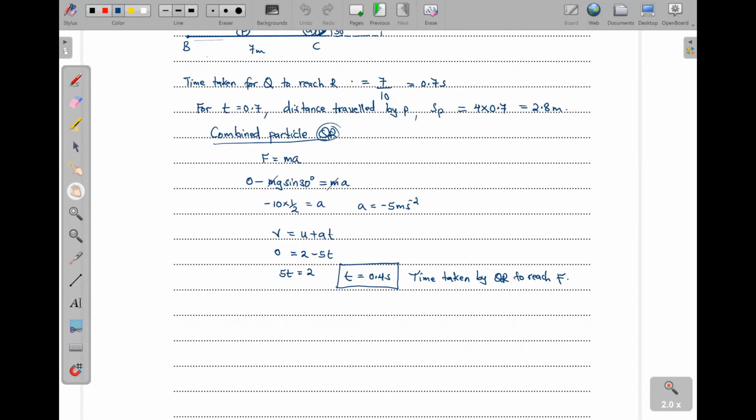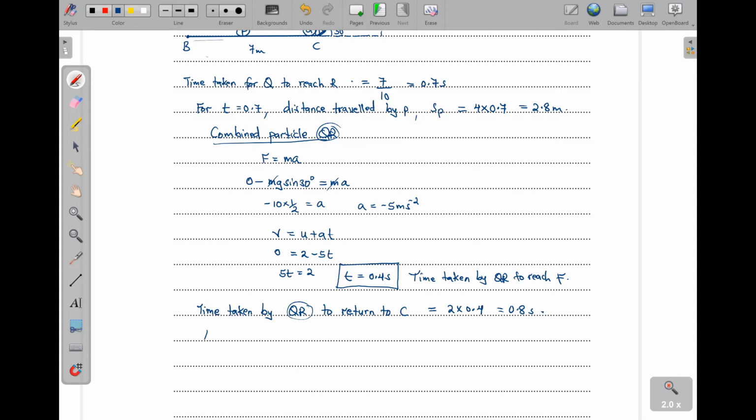So I will therefore say that time taken by QR, okay, to return to C, so going up and also going down, okay, is going to be equal to 2 times this 0.4, which is 0.8 seconds.